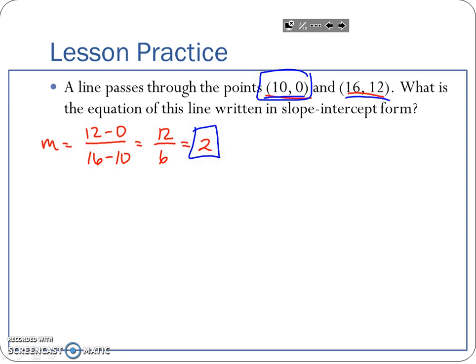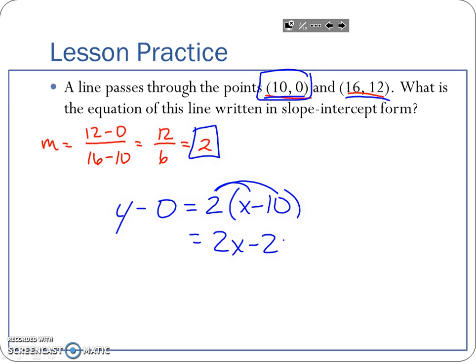Reason I am is it has a 0. I always like to pick zeros. Makes it easier. I'll go y minus 0 equals 2 times x minus 10. Okay, distribute our 2. Gives me a 2x minus 20. And then again on the left side here, that's why I picked the 0, because it makes it easier. I got a y minus 0, which is just y.